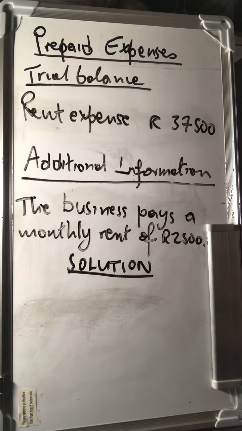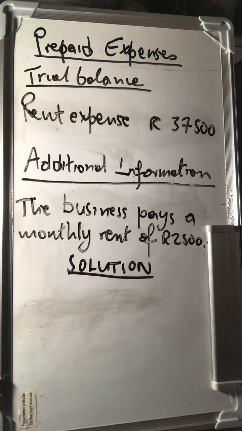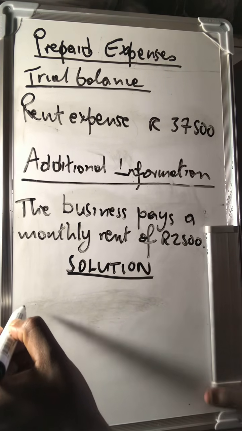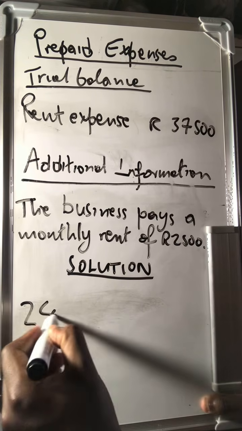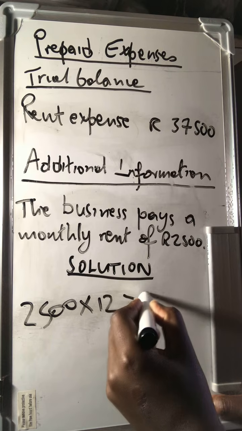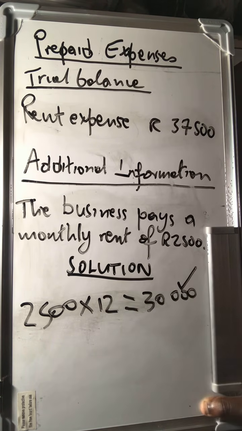How are you going to investigate? You go to the additional info. This info tells us that the business pays a monthly rent expense of 2,500. Now let's see how much our annual rent, our rent for the year, is. So you have 2,500 multiplied by 12 months. It's going to give you 30,000 rent. This is the rent that we are supposed to pay for the year.